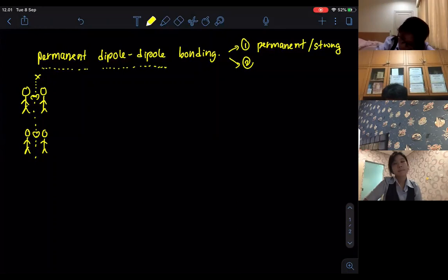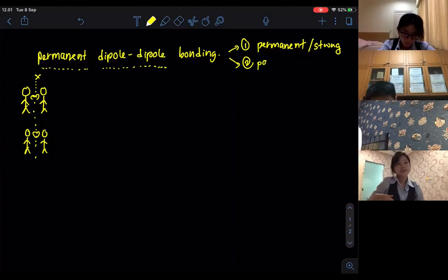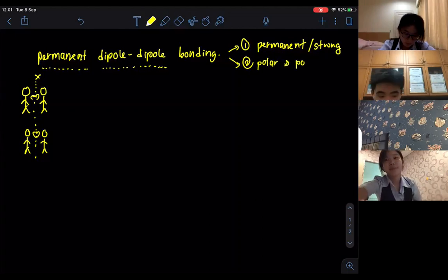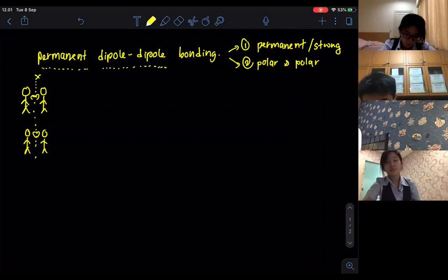And what is dipole? Sharon, what can you say about dipole? Polar molecules, right? So it's the bonding between what and what? From the title, dipole-dipole is going to be the bonding between polar and polar. It means it's the bonding between polar molecules and polar molecules. One of the examples I can give you now is HCl. So Jeffrey, can you tell me whether HCl is polar or non-polar?